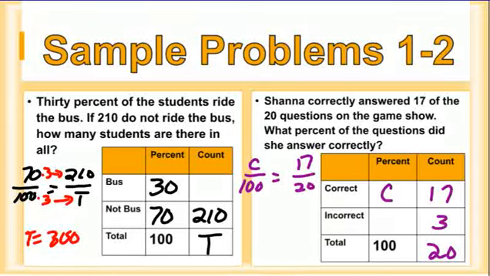Now I can look at the parts that I know. I know the 100% and 20. Those are related, so if I take 100 and I divide that by 5, that will give me my 20. Now if I go the other way, 20 times 5 gives me 100, so I can multiply 17 by 5, and that will give me my percent, my C. So 17 times 5 would give us 85%. So Hannah correctly answered 85% of the questions.